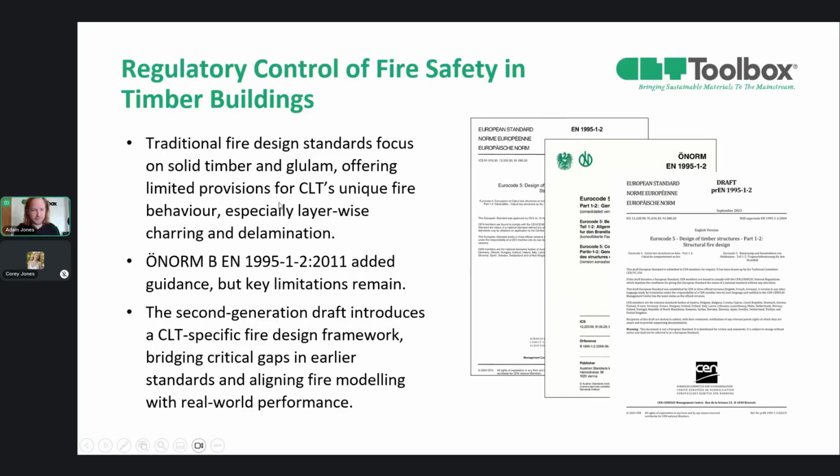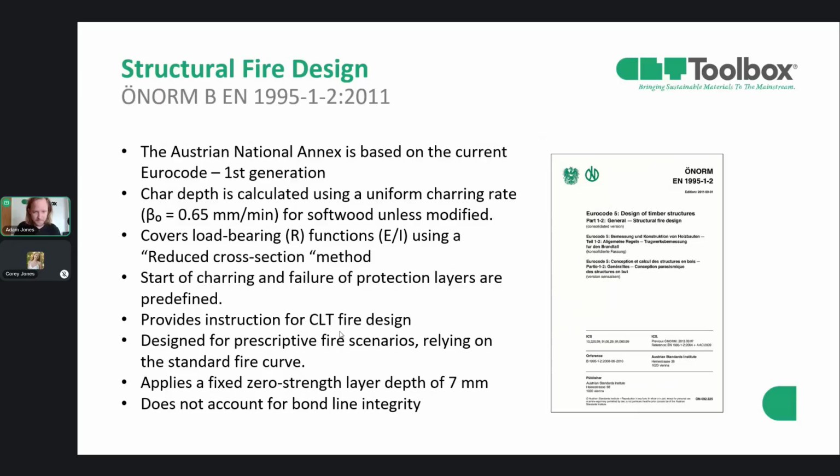You've got the existing Eurocode, and then the second generation of the draft Eurocode. This brings in a lot of the research over the years and does introduce CLT into the design. So the Austrian National Annex, if you went down that path, gives you a uniform char rate based on softwood. It's the reduced cross-section method, and it gives you a fixed zero strength layer and so forth.